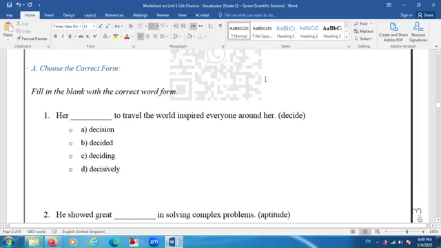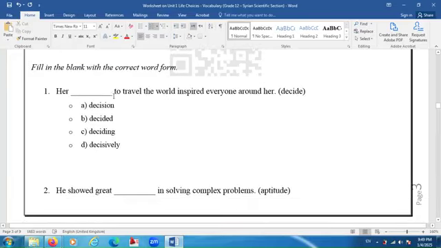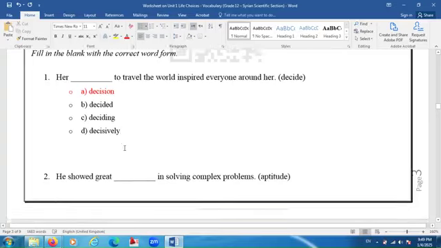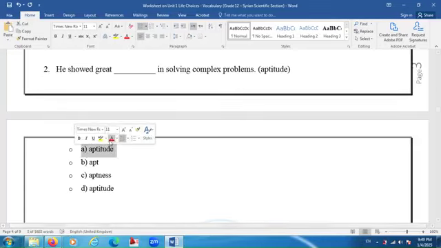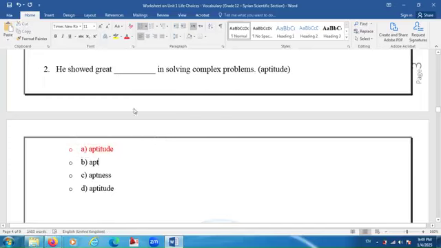Her something to travel the world inspired everyone around her. Her session. It's a noun. He showed great in solving complex problems. He showed great aptitude. Which aptitude, this one or that one? To be honest, both of them, but we will choose the first one because usually it is the noun. Aptitude. Showed a great aptitude.